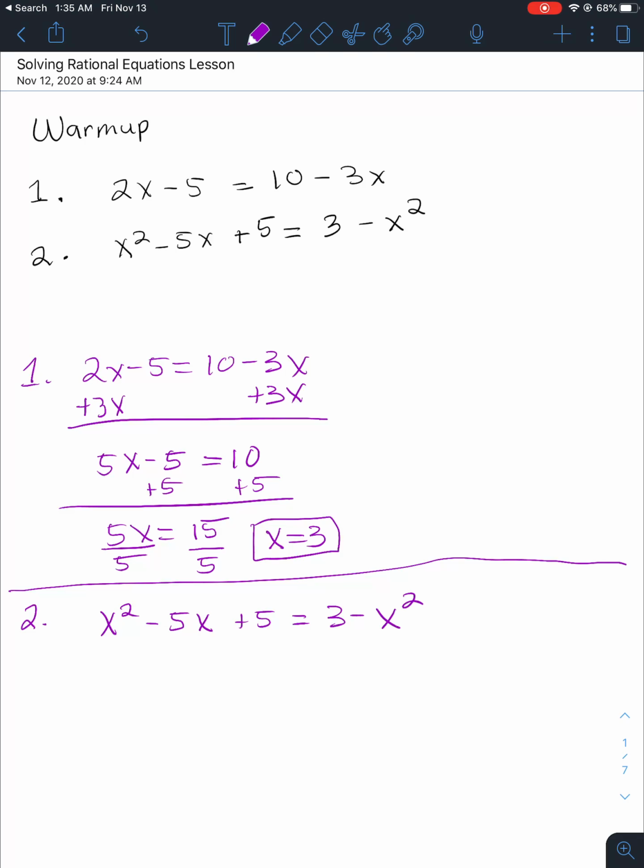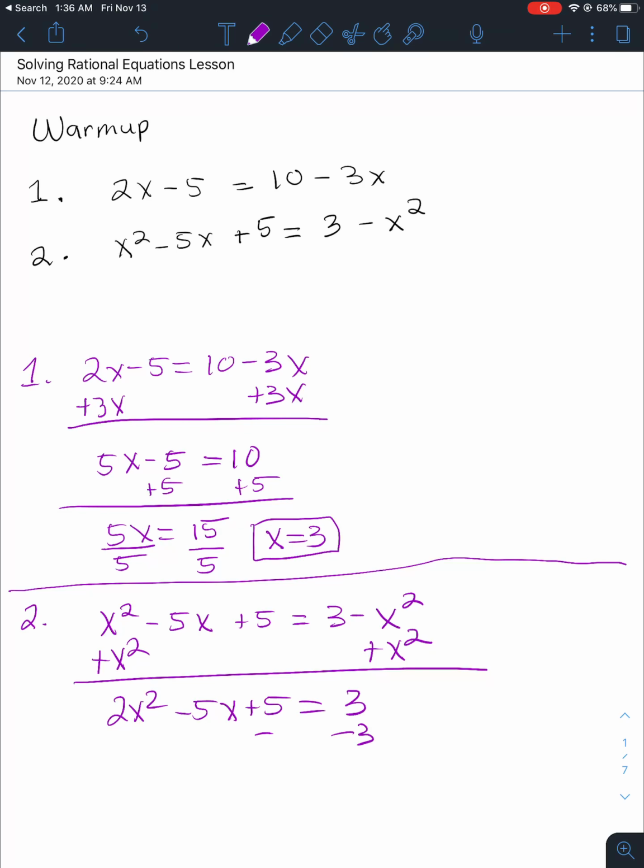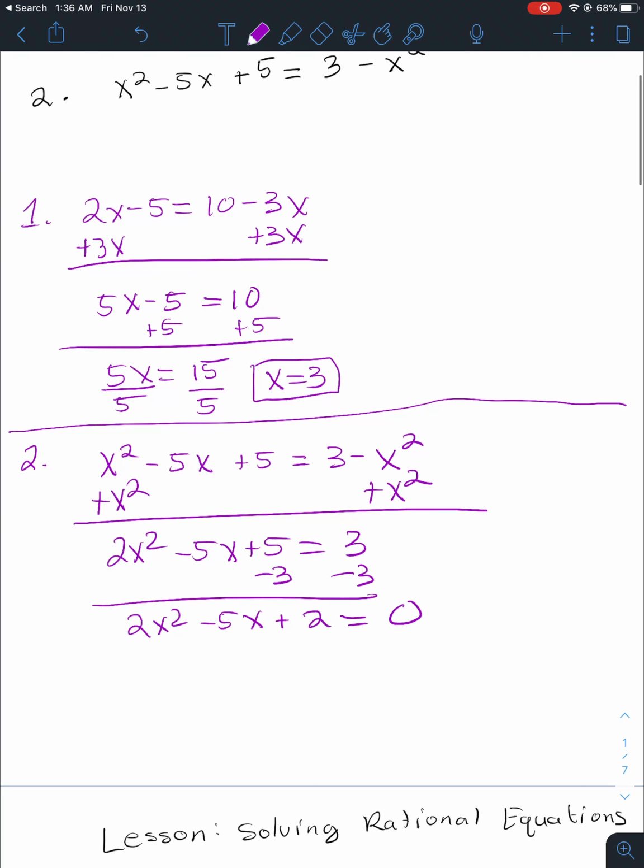Something to really pay attention to in this problem is the fact that isolating variables on one side and getting numbers on the other side is not as helpful here. Because we see this power of 2, this makes me feel like we can factor in this problem and probably set it equal to 0 and find some solutions that way. So what we're going to do is add x squared to both sides, which is 2x squared minus 5x plus 5 equals 3. Then we're going to subtract 3, and we get 2x squared minus 5x plus 2 equals 0.